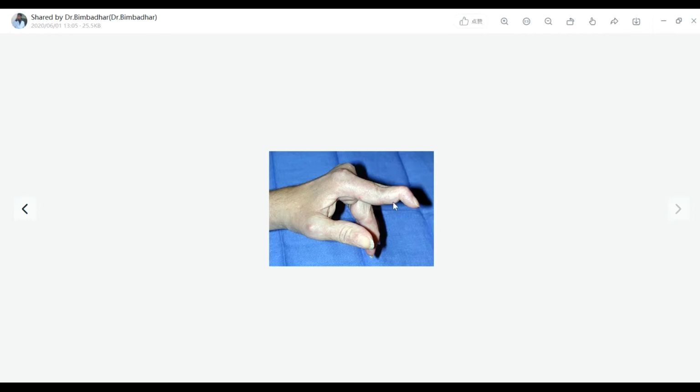So how is the proximal interphalangeal joint? Yes, which obviously should have been in flexion, but it is not in flexion, it became hyperextension. So that's the reason you see here there is a curvature. So hyperextension of the proximal interphalangeal joint along with flexion of the distal interphalangeal joint, or hyperextension of the PIP and flexion of the DIP is a characteristic feature of swan neck deformity.